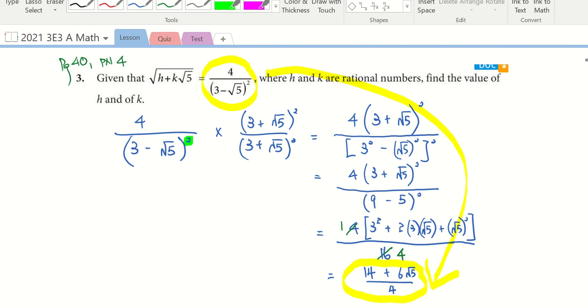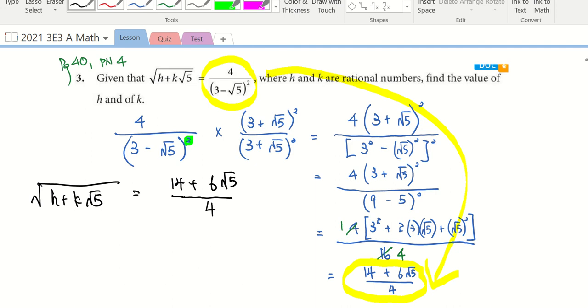Have we solved for h and k? Not yet. So let me equate them together again. So you have that stupid root term is equal to this, 14 plus 6 root 5, over 4.